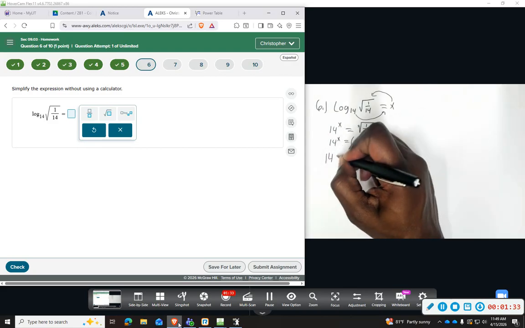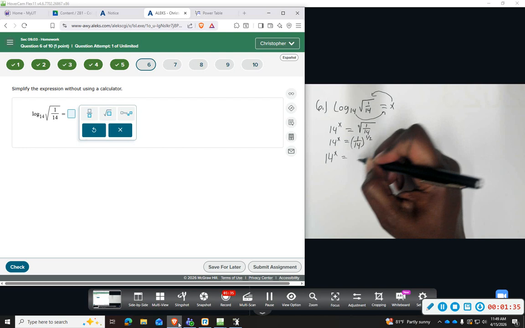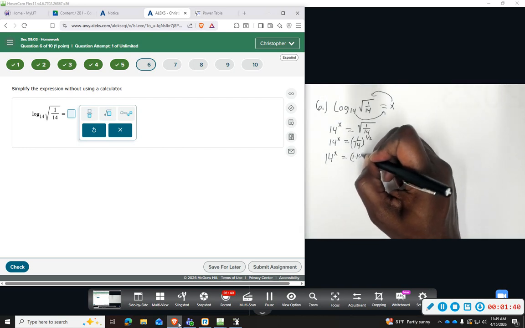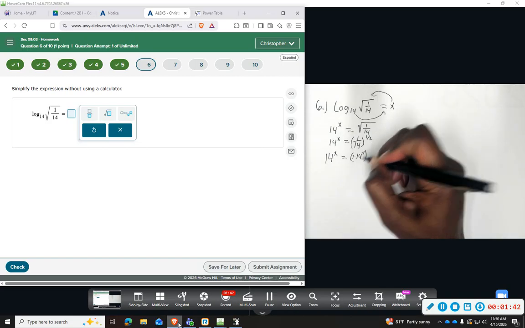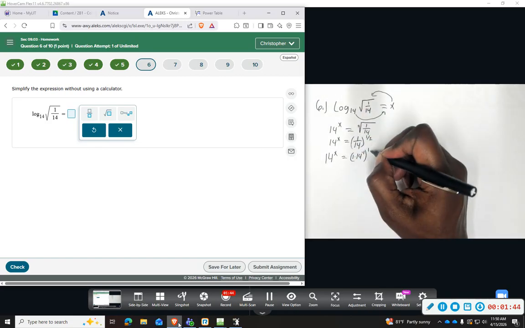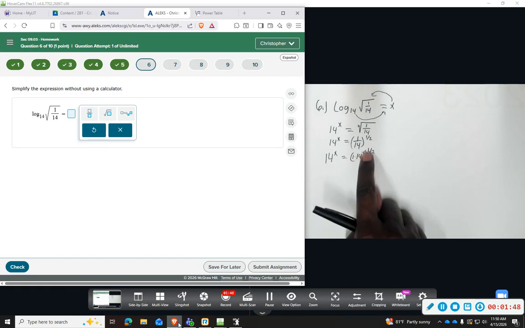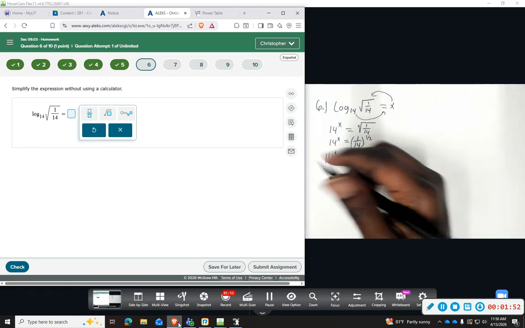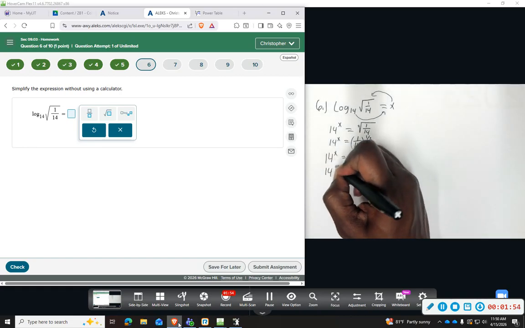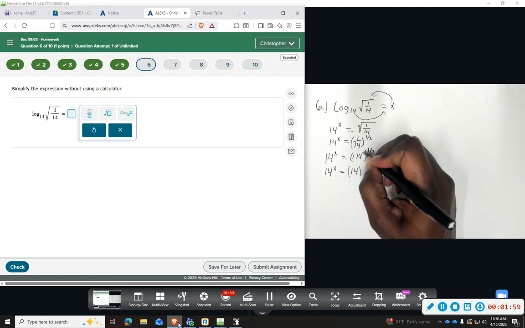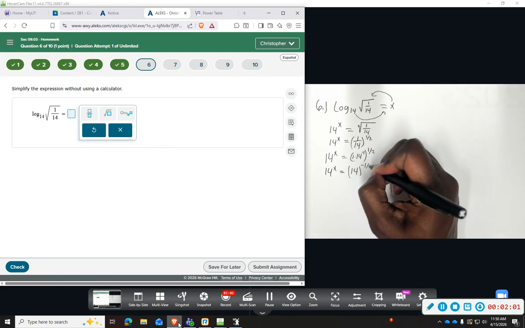So 14 to the x, this is property of exponents. This is the same thing as 1 times 14 to the negative 1. You're moving that up, and this is still to the 1/2 power. 14 times 1 is still 14, and when you have a power to a power, property of exponents, that will become a negative 1/2. So we get 14 to the x is equal to 14 to the negative 1/2 power.